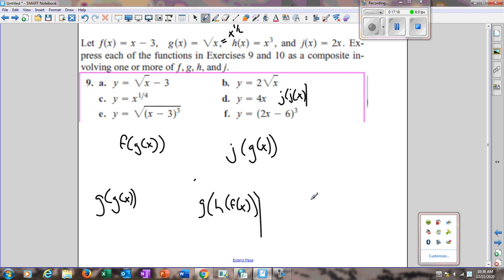Then part F, it's 2x minus 6, which I don't see up there at all. And that's because we did x minus 3 into 2x first. So that would be j of f of x. And then raised to the third power, which would give me h of j of f of x.